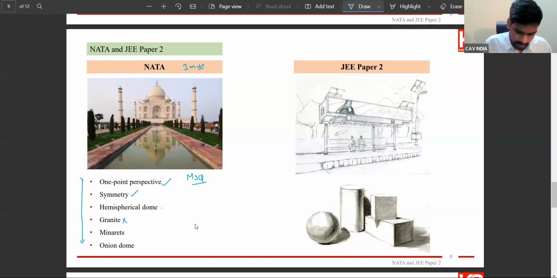Do you have a hemispherical dome? No, you don't have a hemispherical dome. Rather, you have an onion dome here. So you need to know all these concepts. What is an onion dome? What are minarets? To answer such multiple select questions in the NATA exam, you should be strong in your basics. You need to know all the concepts involved in the field of architecture.